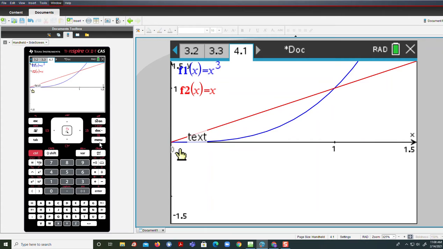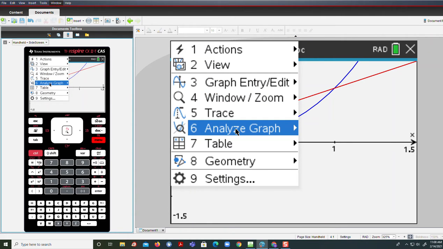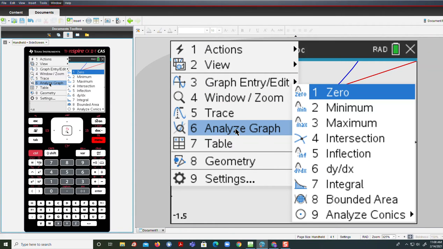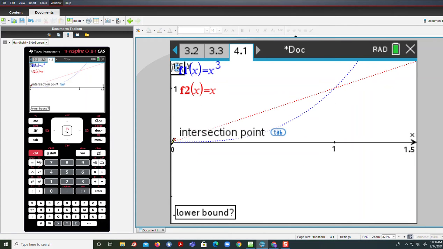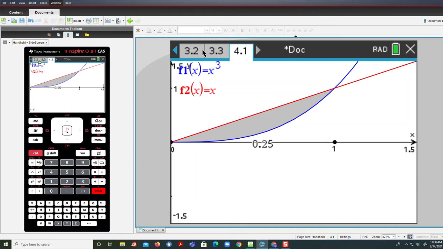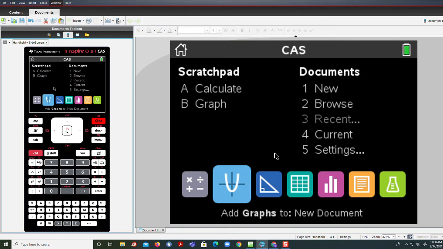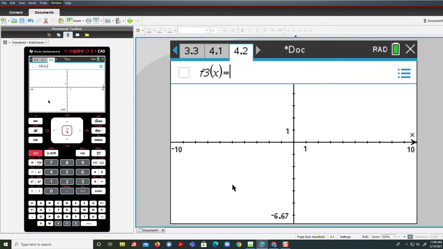One way I could do this problem, and this is where the students with Inspires have an advantage, I'm going to use the bounded area command. It only works if you have two. So 0 and 1. Boom shakalaka. But Mr. Isaac, I have an 84. What do I do? Oh, okay. So you come over here, you get a graphs page, and you're just going to enter it. It was x minus x cubed.